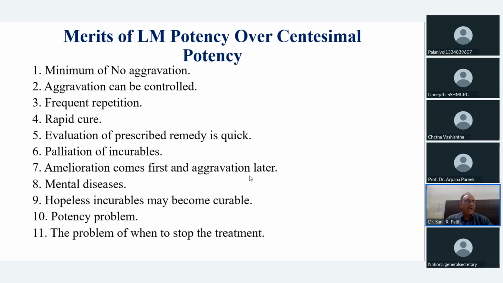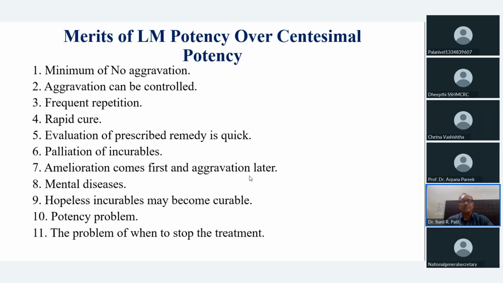The aggravation is either minimal or there is no aggravation at all. If aggravation occurs, it is very, very minimum, because compared with the centesimal scale, where the aggravation is very frequent, very fast and rapid. With LM potency, the aggravation is very slight, and this minimum aggravation quickly disappears.